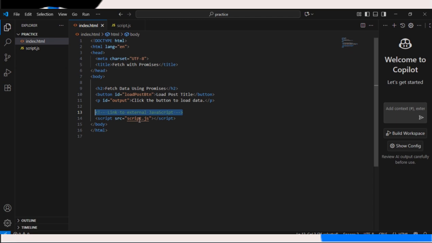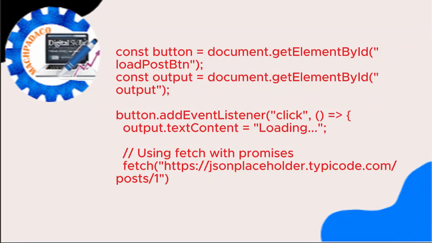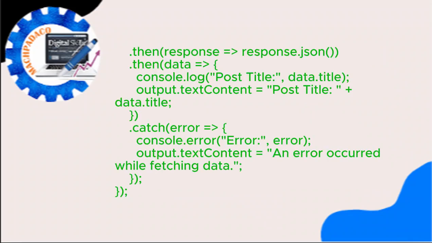Then we have the comment, link to external JavaScript. Then we have our script tag linking the two environments. The script.js is a file that is hosting our JavaScript code. Then we close the body, then close our HTML. Then let's move to the JavaScript code. As you can see on the screen, take your time and study this code carefully. So let's move to the JavaScript coding environment proper.